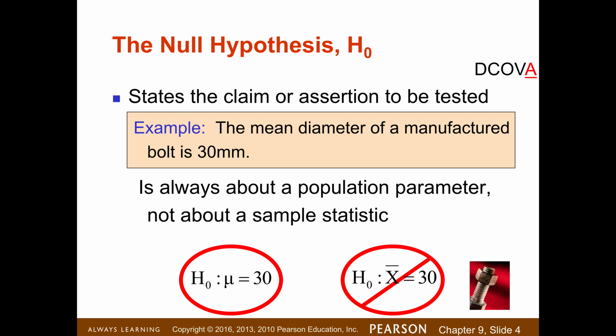Now, since you're making a statement about all, or the population parameter, your null hypothesis must be stated in terms of mu. And you can see on the right-hand side down by the picture of the bolt that H sub 0: x bar equals 30 is not acceptable because it's got the big red line through it. You don't make a claim about a sample value. You make a claim about a population value. So this claim in the null and the claim in the alternative hypothesis, which I'll talk about in just a second, always deal with mu or p or pi, depending on the notation we use, notation for population and not sample.